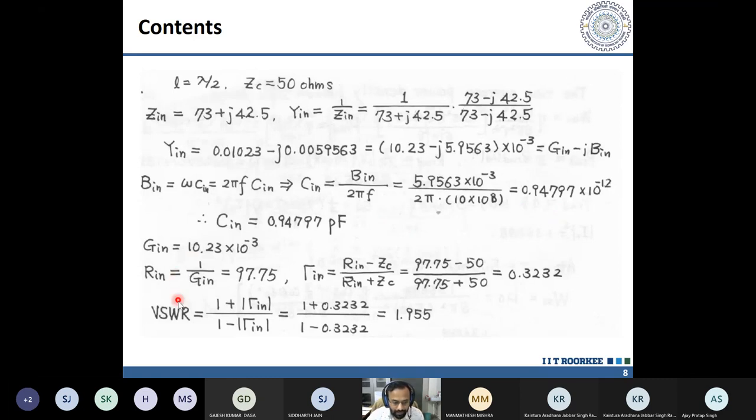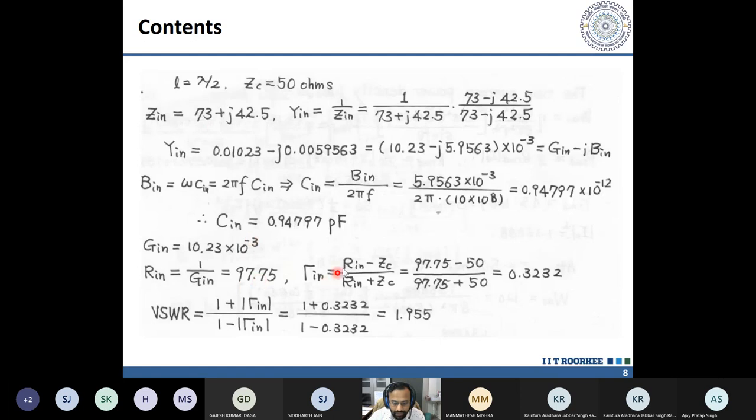Okay, next we have to determine the VSWR after matching, right? What happens is, if you place a capacitance, the susceptance is gone. So the remaining component is the conductance. The conductance is given by this expression. Take the inverse of the conductance, we get the resistance. The resistance is 97 ohm. So it was 73, became 97 ohm.